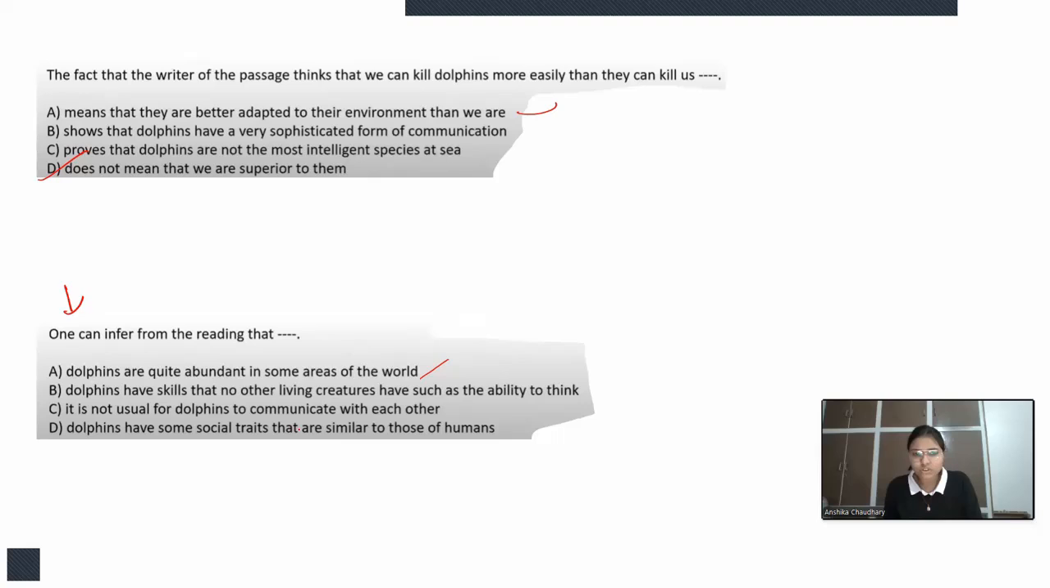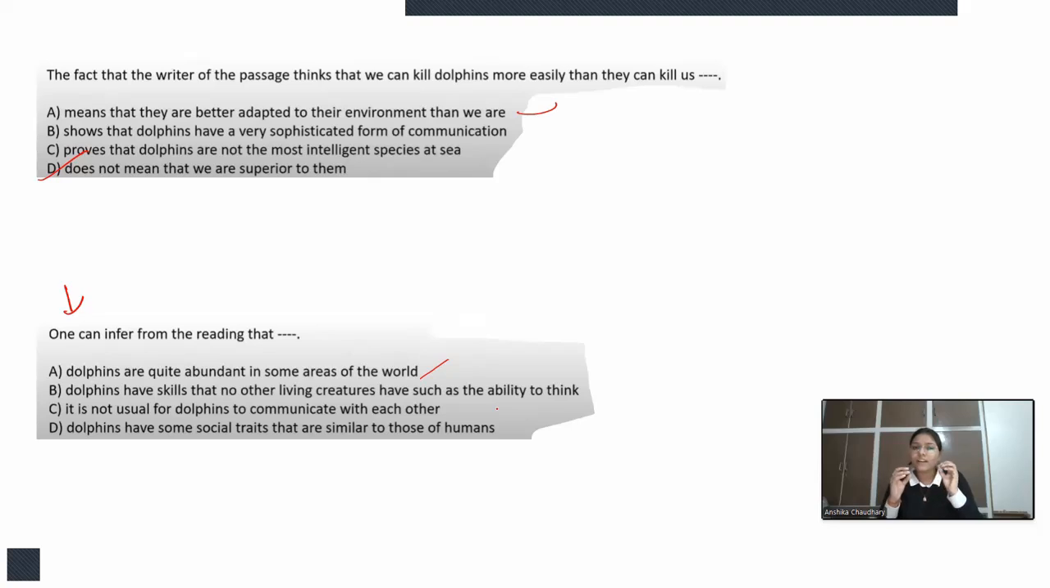It is not usual for dolphins to communicate with each other. See, there is a line related to communication that scientists inferred that they have some language, right? And through which they communicate. But this is not in the form of words. But that's not the actual meaning of that passage, right? We have just a line that probably there is a certain language for dolphins that only they can understand, right? The next option is dolphins have some social traits that are similar to those of humans.